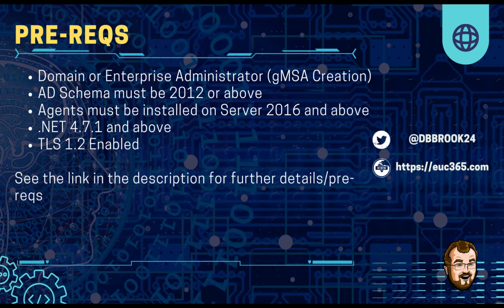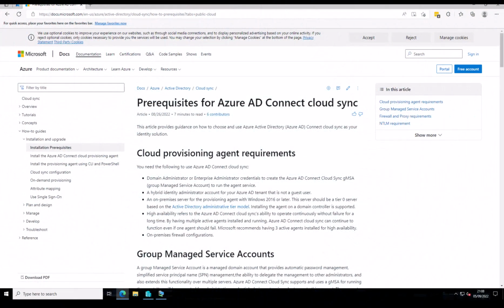Now it is supported to install these on domain controllers. You must have .NET 4.7.1 or above installed, and TLS 1.2 must be enabled. There are a couple of other prerequisites that are available via the link that I will be putting in the description, and these relate to proxy and firewall exclusions that may be required in very tightly controlled environments.